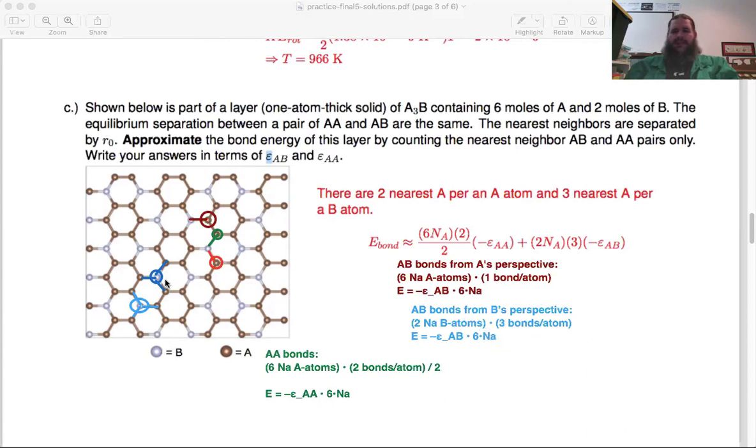You could look at the AB bonds from A's perspective, or you could look at the AB bonds from B's perspective. It still leads to the same result. However, you would only use one or the other of these. You don't need both of them because you just need to count the AB bonds once. So the total bond energy of this entire sample would be negative epsilon AA times 6 moles plus negative epsilon AB times also 6 moles. So that should be the energy of the entire sample.